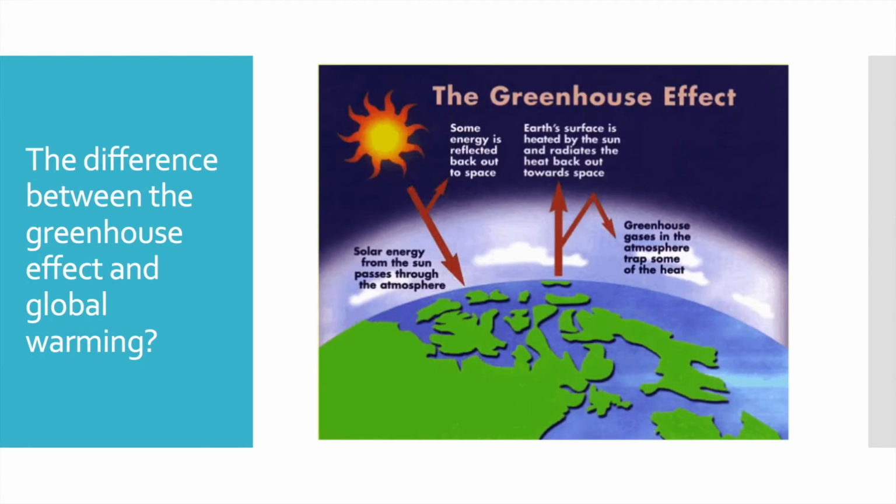Fantastic. So let's look through this. The difference between greenhouse effect and global warming. So the greenhouse effect happens naturally. That's the first thing to be saying. The greenhouse effect allows us to live here in the first place. The greenhouse effect is used with our atmosphere.